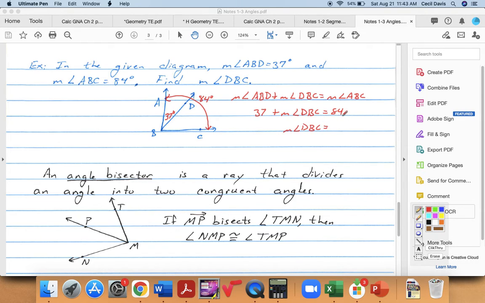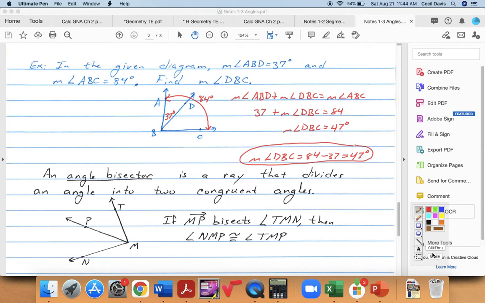If I subtract 37 from that, that's going to be 47 degrees. Again, if you don't want to show me this equation, at the very least, you would have to write this. The measure of angle DBC is 84 minus 37, which is 47 degrees. That's kind of a minimal treatment for this. I think this is better, but I would accept this as well.